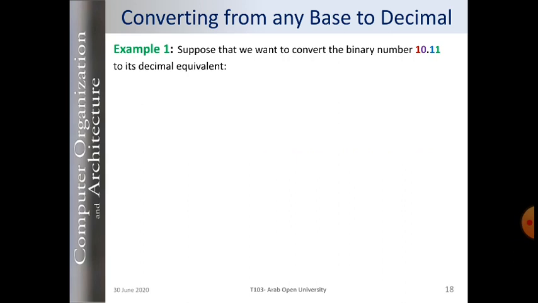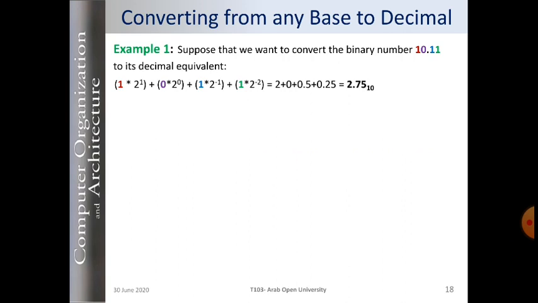Suppose that we want to convert the binary number 10.11 to its decimal equivalent. Simply, starting from the decimal point, we have the 0 in the purple color. We multiply it by 2 to the power 0 all the time. The next one, multiply by 2 to the power 1.